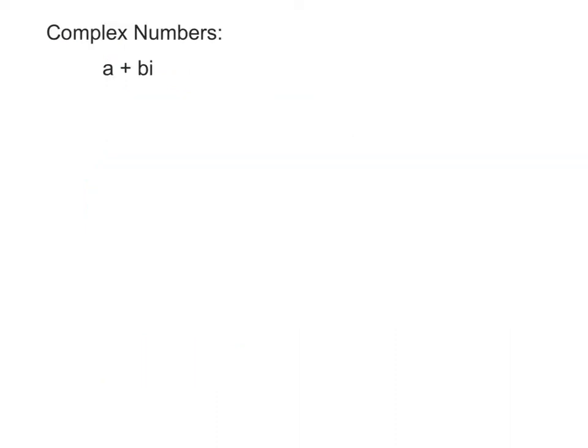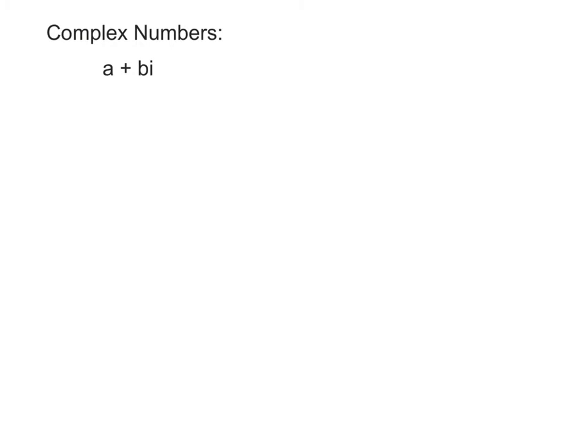A complex number is a number that's written in the form a plus bi, where a is the real part and bi is the imaginary part. Both a and b are real numbers, and i is imaginary, and so a complex number, therefore, is any number that can be written in the form a plus bi.